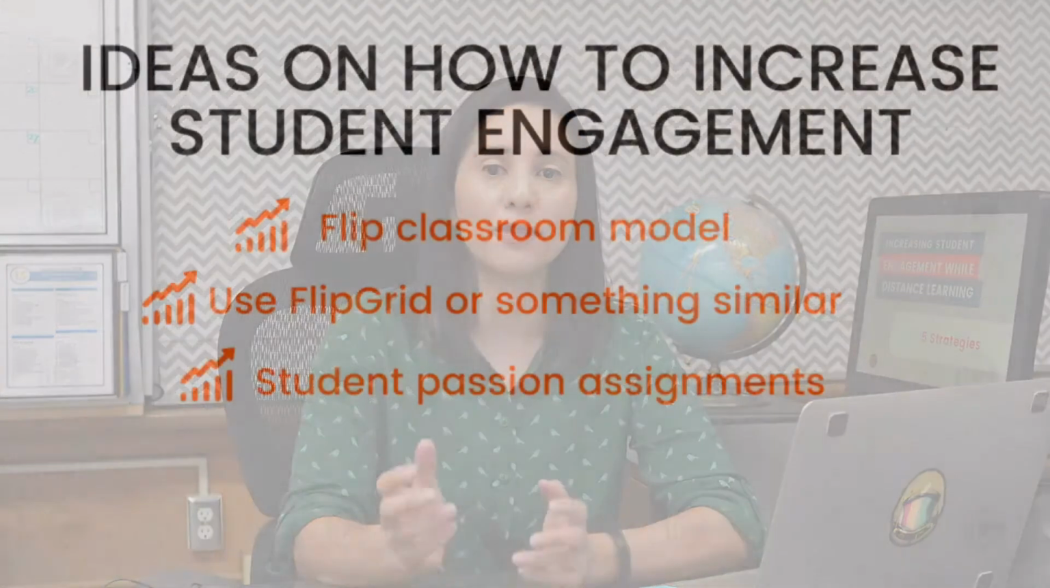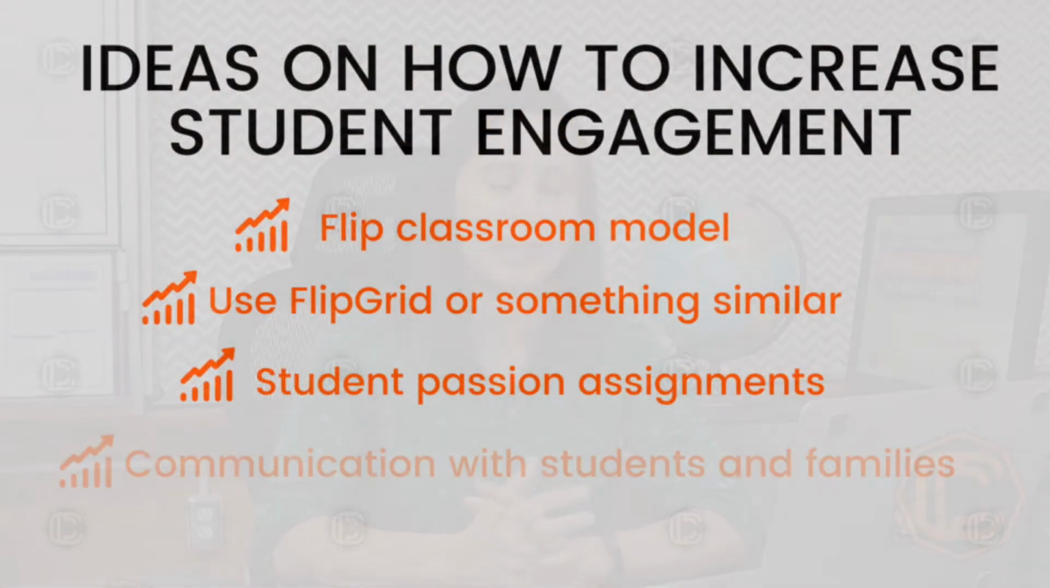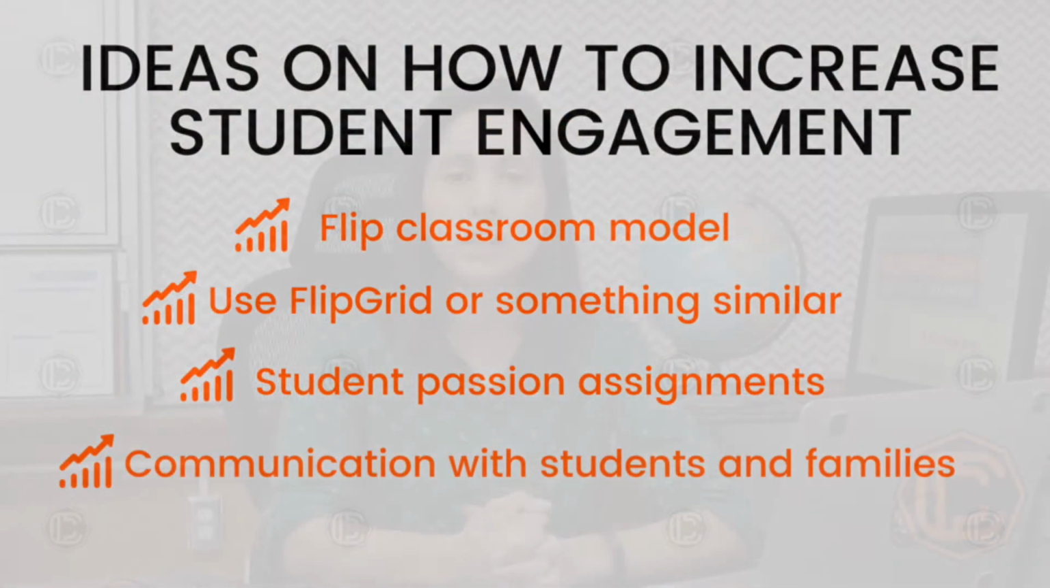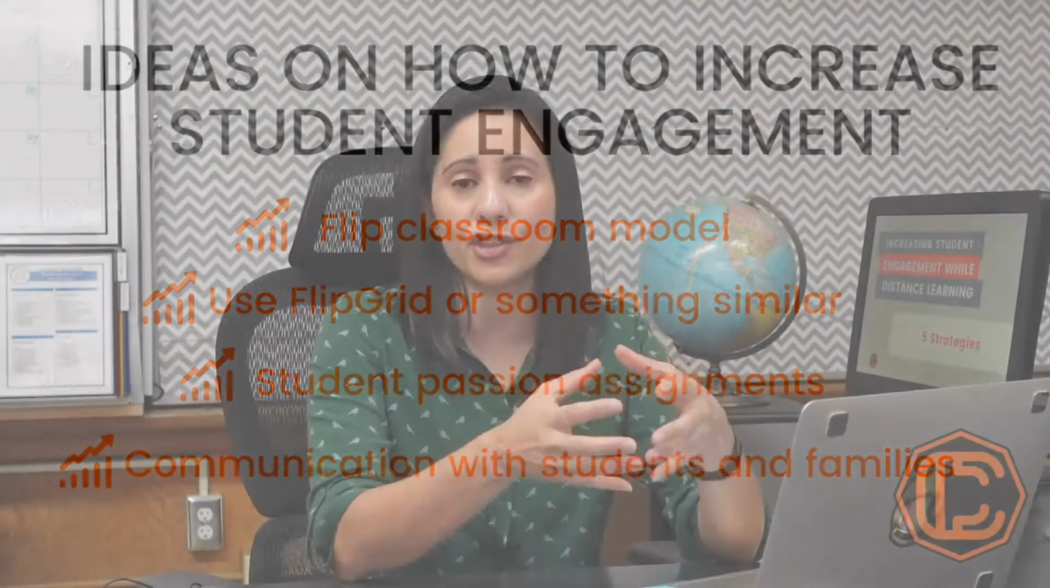Next thing you can try is to build communication with family and students. If students are not getting their work done, it could be that they're just not engaged, but it could be that something else is going on. And the only way we're going to know that is if we reach out to families and call and find out what is going on. A lot of times I've been calling families to find out, and there is a valid reason why the student is not getting the work done.